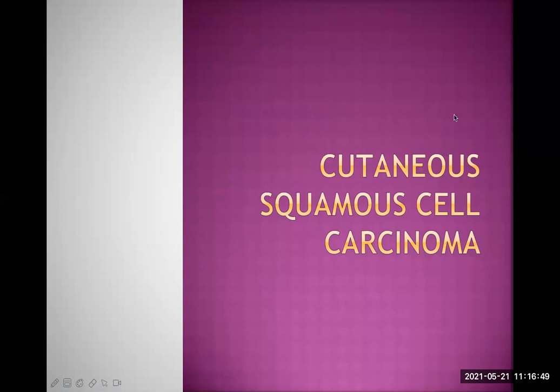Now, let's start the remaining part of skin cancer. Yesterday, we talked about basal cell carcinoma, the most common skin cancer all over the world. The remaining two are squamous cell carcinoma of the skin, also known as cutaneous squamous cell carcinoma, and malignant melanoma, or you can simply call it melanoma. So let's do those today.